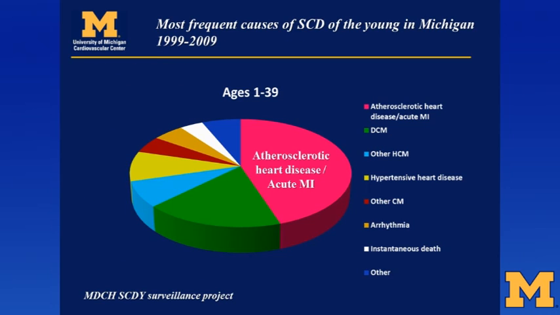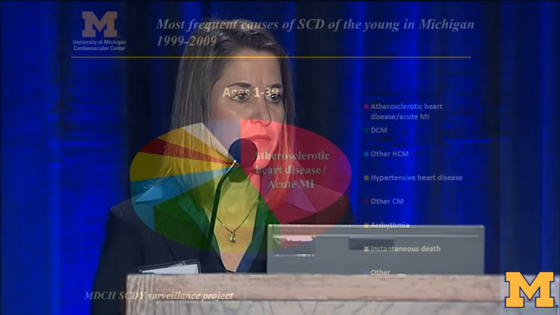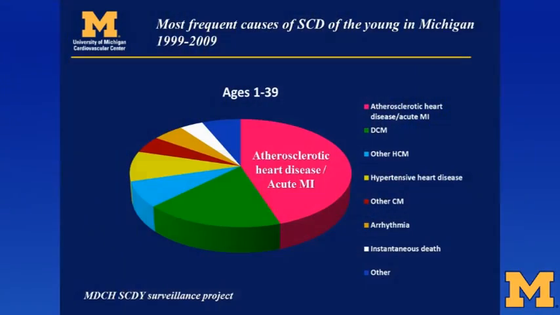Okay, so I'm going to show you a little bit of data, and really the best data, honestly, looking at the causes of sudden cardiac death of the young comes from our own state. The Michigan Department of Community Health has put together a tremendous surveillance project detailing causes of sudden cardiac death by reviewing death certificates in all individuals who have died suddenly between the ages of 1 and 39 who were deemed to have a cardiovascular cause of death. You might be surprised. You keep hearing HCM is the most common cause of sudden cardiac death in the young. It is in athletes, but not in the general population.